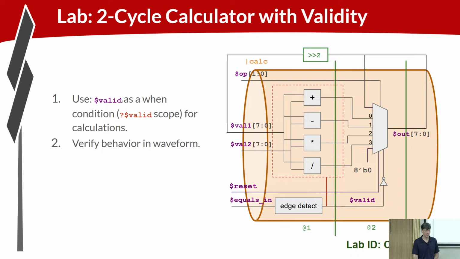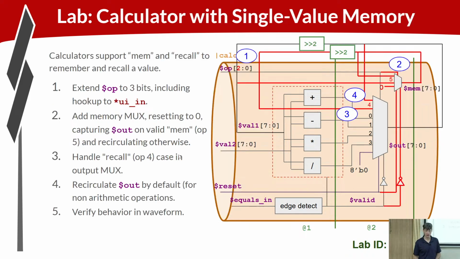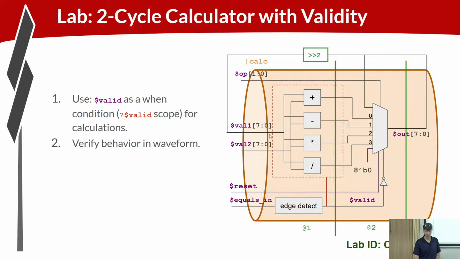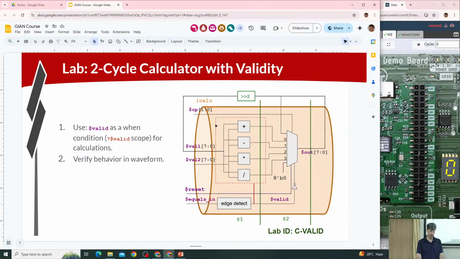So this lab is simply to take the existing valid signal and apply that as a when condition to the arithmetic computation here, and verify that in the waveform. Sorry, I thought I had a little reference here for the syntax, so let me do this side by side.